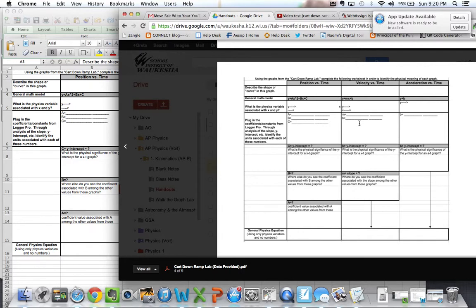Same thing for the VT graph. What was on the y-axis? What was on the x-axis? And then you're going to write down those coefficient values that were listed, the slope and the y-intercept, and then also the mean value for acceleration.